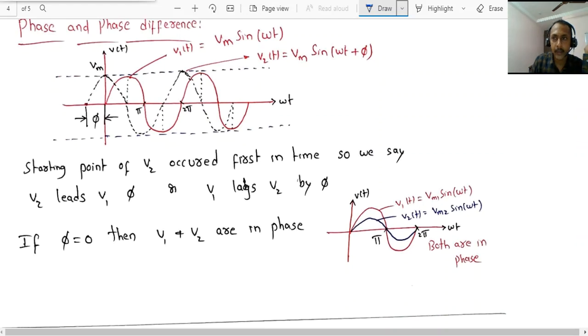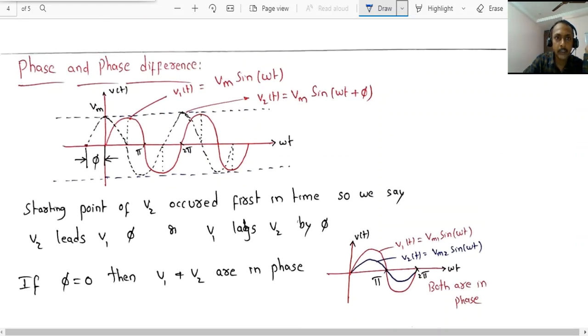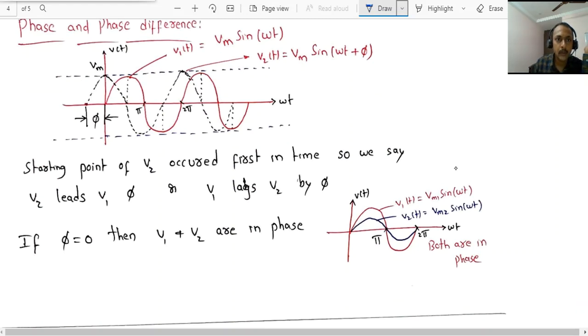Phase and phase difference. Dear students, let us consider two waveforms, V1 of t and V2 of t. V1 of t is starting at the origin, so V1 of t equals Vm sine of omega t. Now observe this second waveform, V2 of t. It is getting started somewhere else, occurring early by some phi.